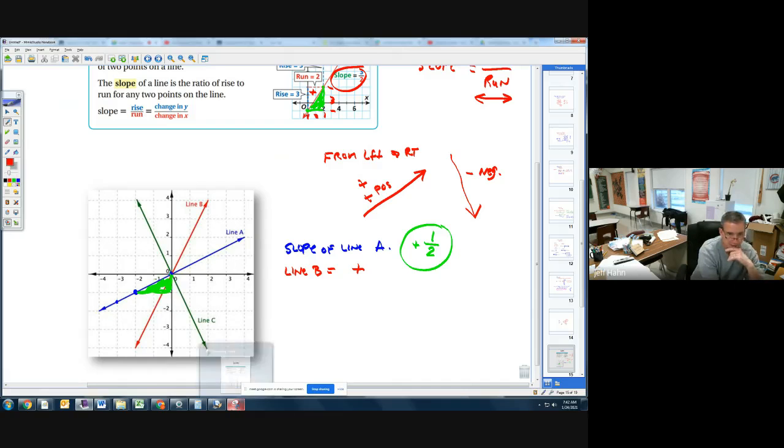Now, just to show you that it doesn't matter what two points I'm going to pick, I'm going to pick this one up here because it hits there. And let's go with the origin again. So I'm going to make a triangle out of that.